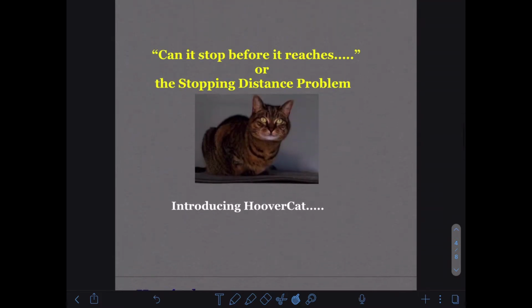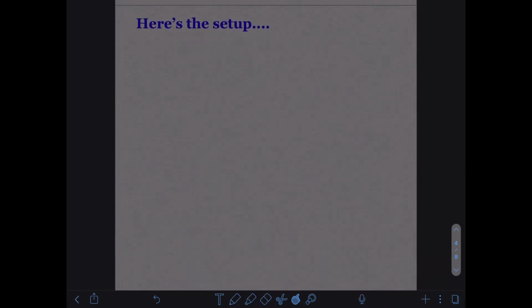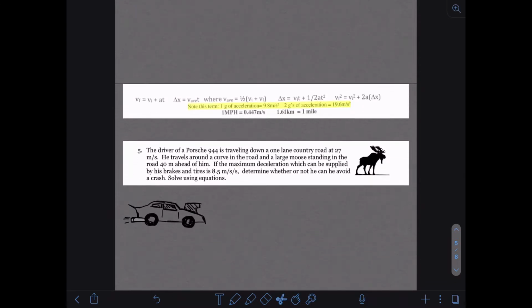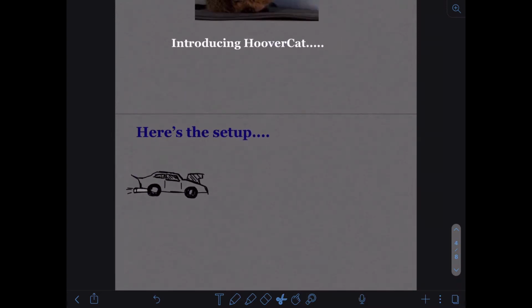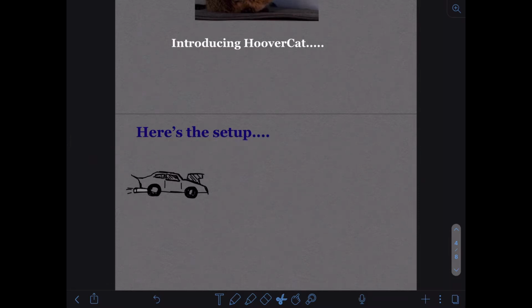With the stopping distance problem, it's all about the setup. So let me explain what goes on here. I'm just going to grab this because I made it up specifically for this one. So here's the setup. Yeah, it's kind of a funky little car there, huh? I like that, especially with the Pro Mod hood scoop. You wish you had that car.